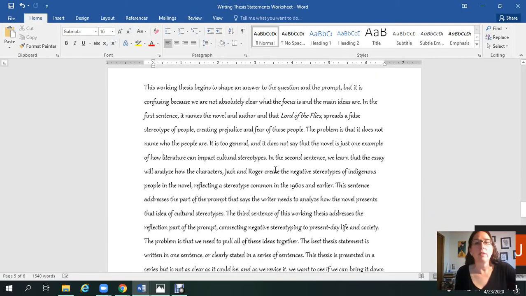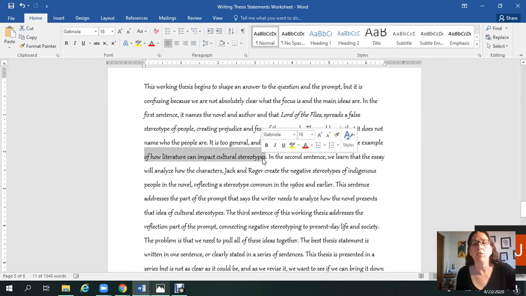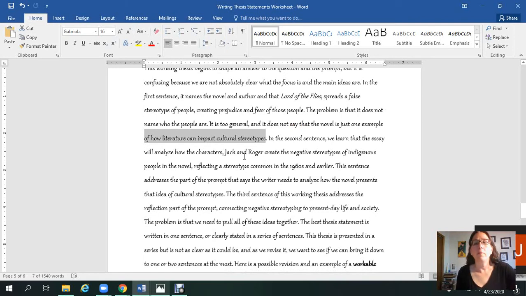So in the first sentence, it names the novel and author, and that The Lord of the Flies spreads a false stereotype of people, creating prejudice and fear of those people. The problem is that it does not name who the people are. It is too general. It does not say that the novel is just one example of how literature can impact cultural stereotypes. So that sentence does address portions of the prompt, but it's lacking information and focus.